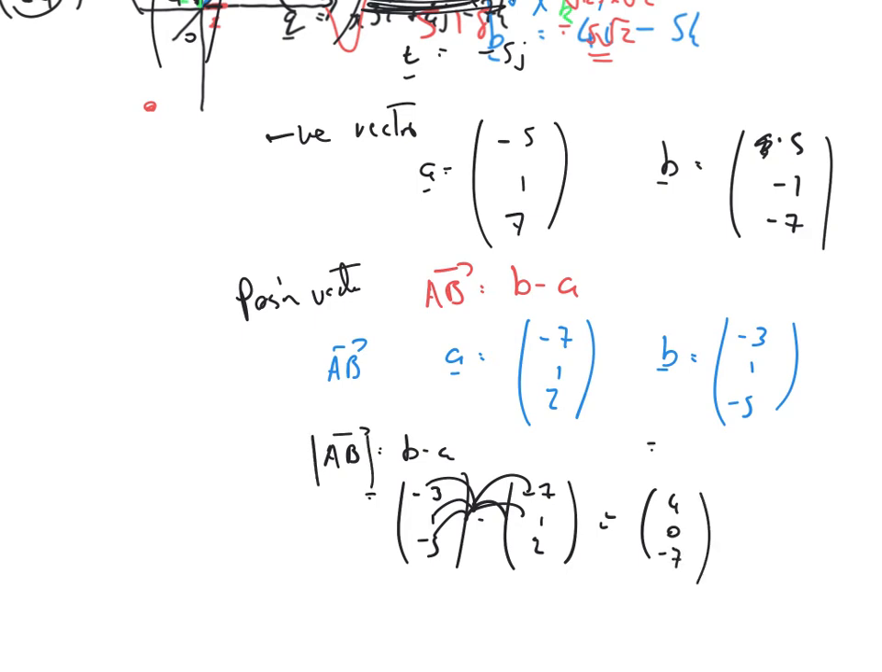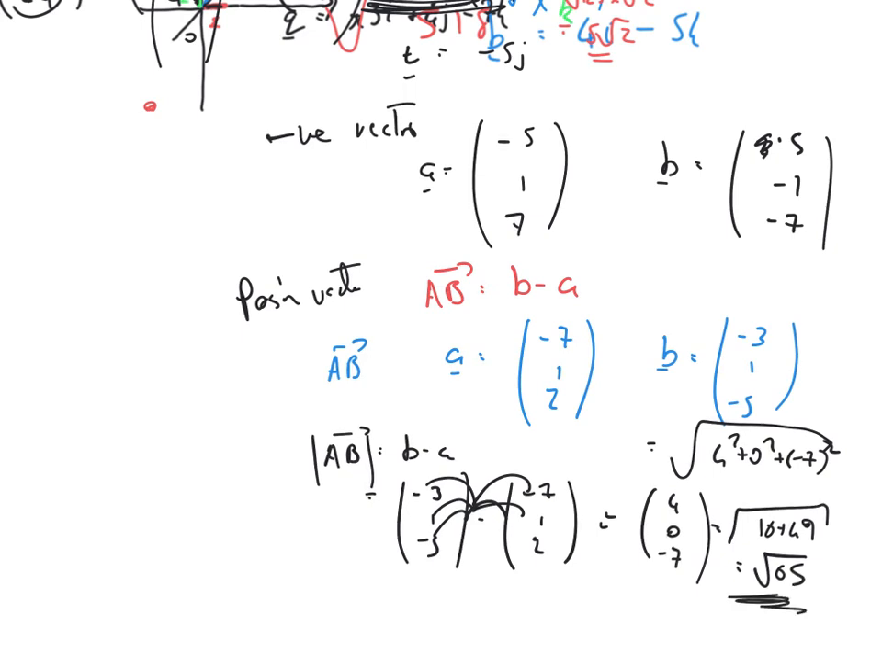And let's now say that we were asked to find the magnitude. Well, you would just do the square root of 4 squared plus 0 squared plus minus 7 squared. That would be the square root of 16 plus 49, and that is the square root of 65, which is a surd that cannot be simplified.